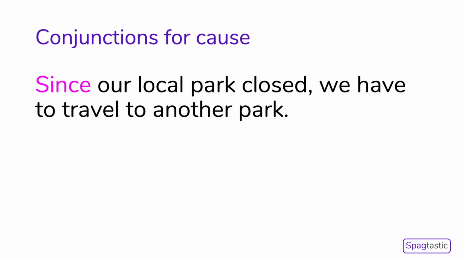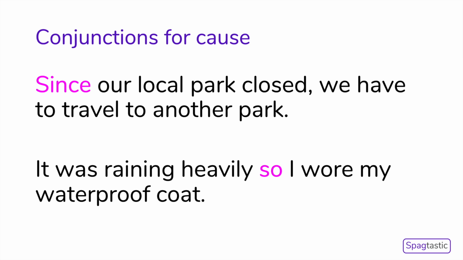In another example, it was raining heavily, so I wore my waterproof coat. The conjunction so is used to show that one thing happens as a result of another. I wore my coat because it was raining.